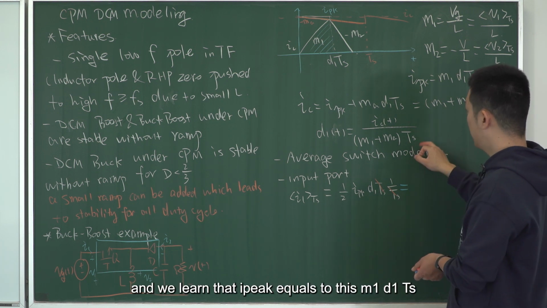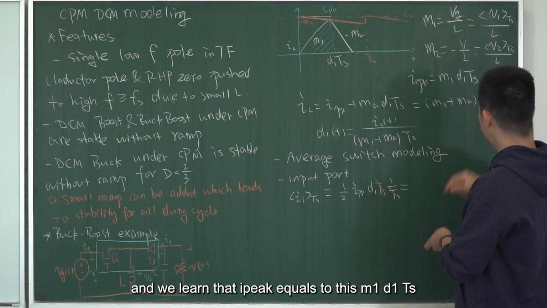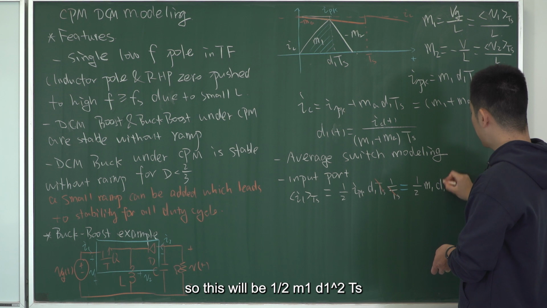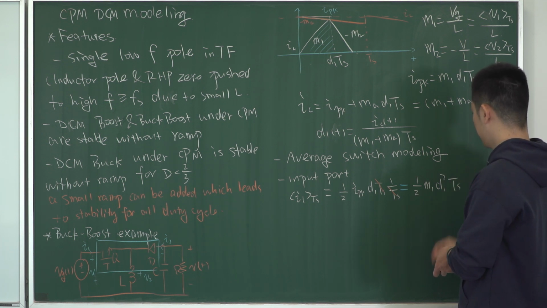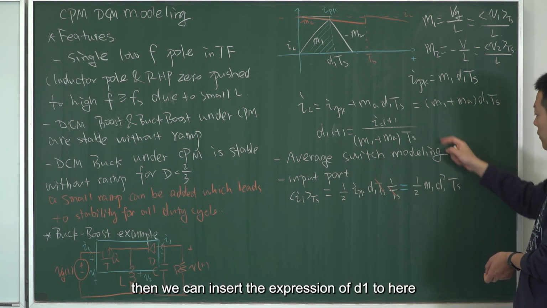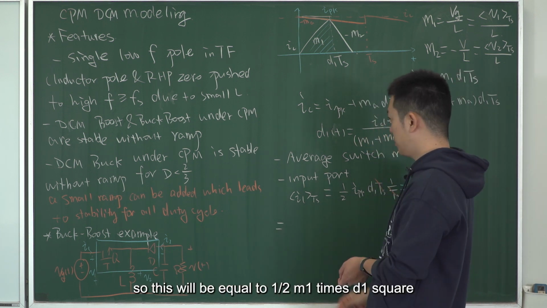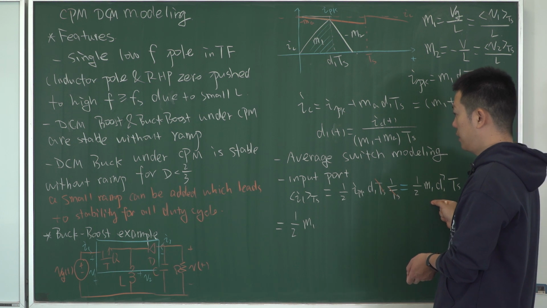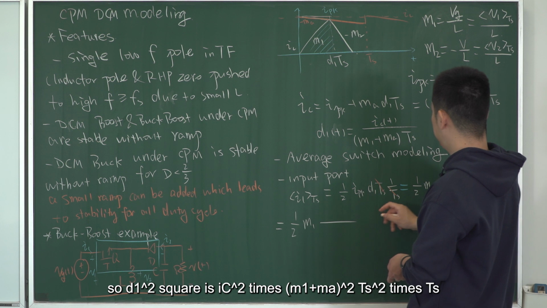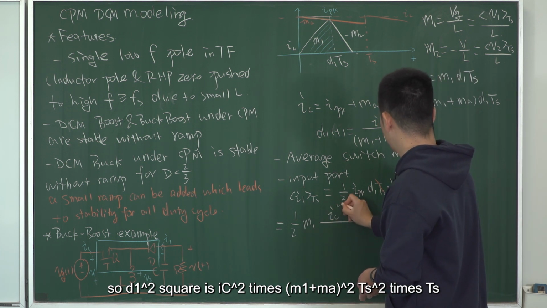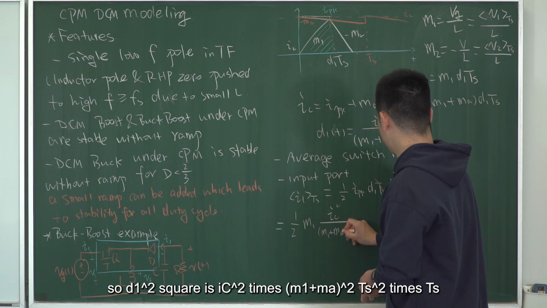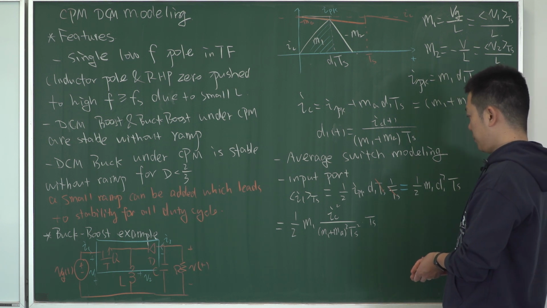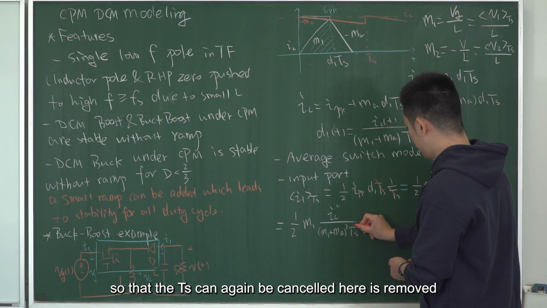And we learned that I peak equals M1 D1 TS. So this will be 1 over 2 M1 D1 squared TS. Then we can insert the expression of D1 here. So this will be equal to 1 over 2 M1 times D1 squared, where D1 squared is IC squared over M1 plus MA squared TS squared times TS. So the TS can again be cancelled, and the square is removed.